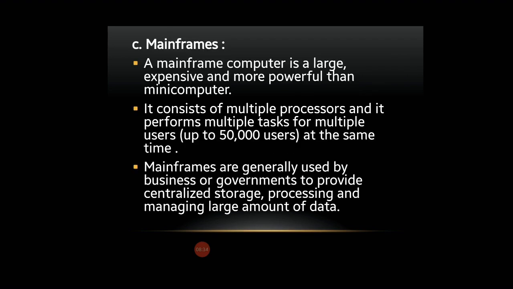Next is mainframe computers. When compared to micro and mini computers, these mainframe computers are much larger and much more powerful too. A mainframe computer is large, expensive and more powerful than a mini computer. It consists of multiple processors and performs multiple tasks for multiple users, up to 50,000 users at the same time. So previously 4,000 users, now 50,000 users can connect at a given point of time and work with the mainframe computer. Imagine how much larger it is.